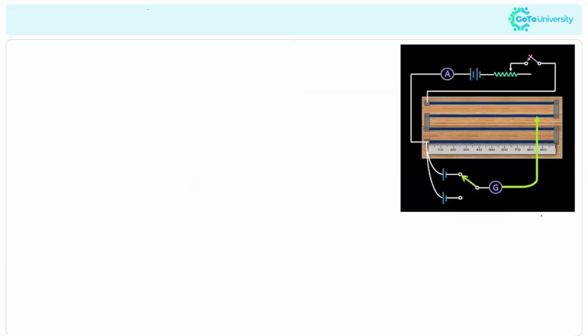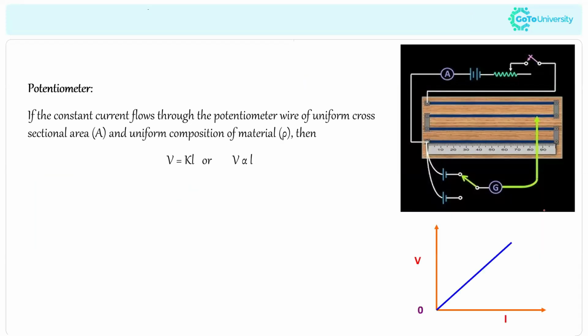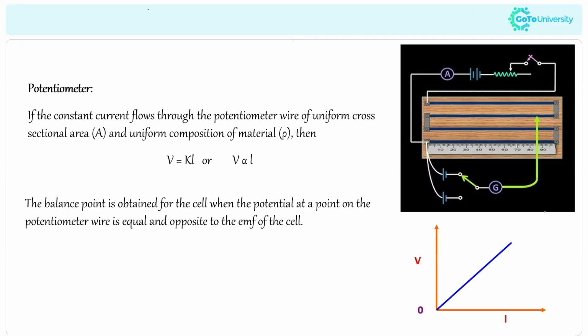Now we are moving to the potentiometer. Potentiometer is also one of the applications of Kirchhoff's law. So here, when the current flows through the potentiometer wire of a uniform cross-sectional area and uniform composition of material, we can say the voltage will be directly proportional to the length of the material.